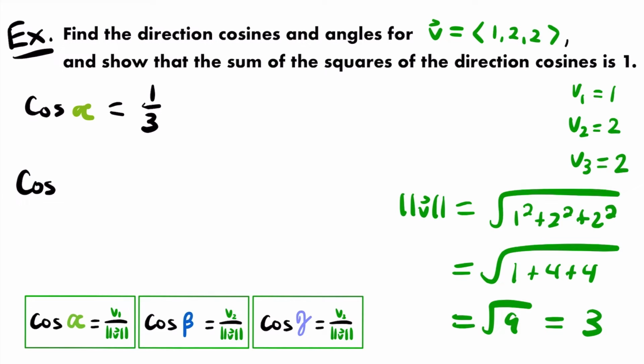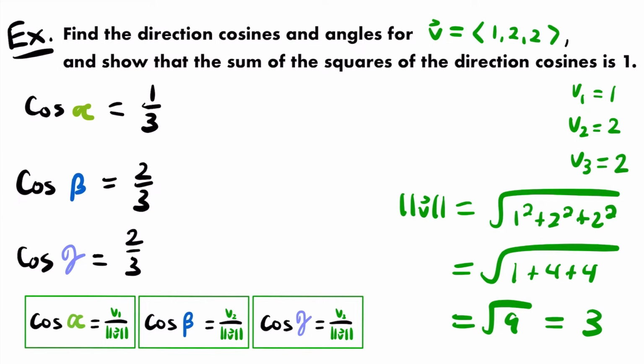Then we'll find cosine beta. That is equal to v2 divided by the magnitude of v, so we have 2 divided by 3, or 2/3. And cosine of gamma is equal to v3 divided by the magnitude of v, and v3 is equal to 2, so we have 2 divided by 3 again, which is 2/3. Now we've completed the first part of this problem.